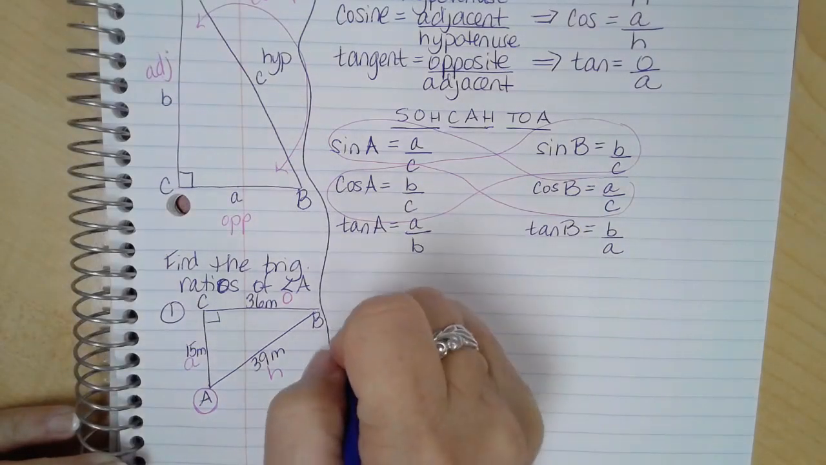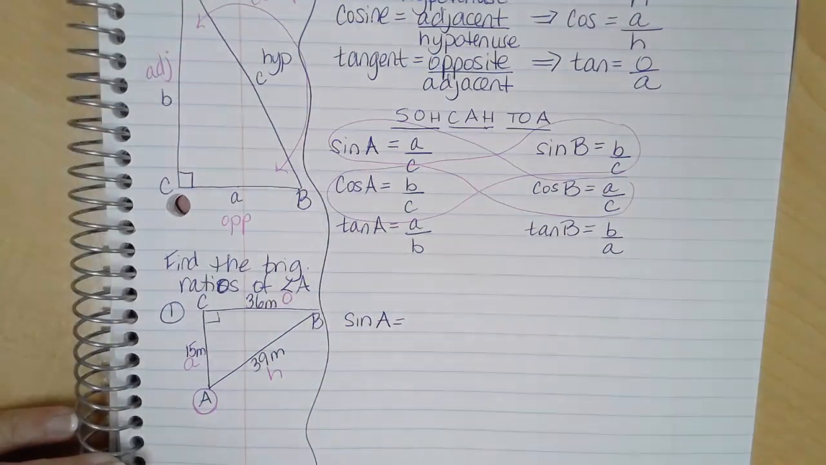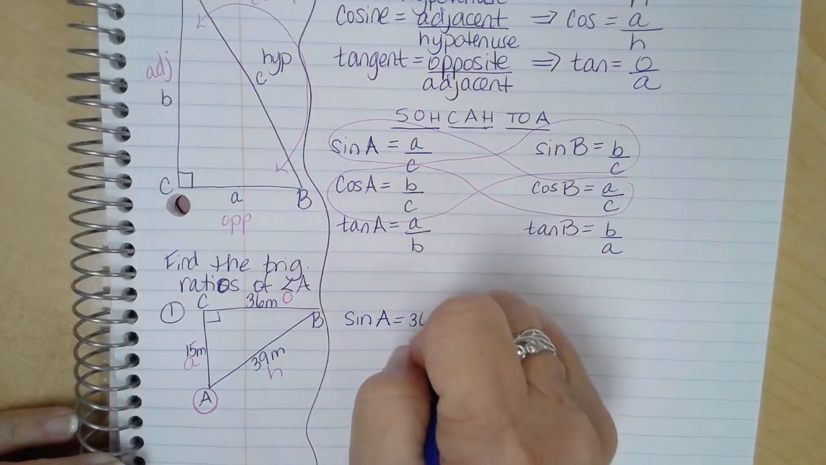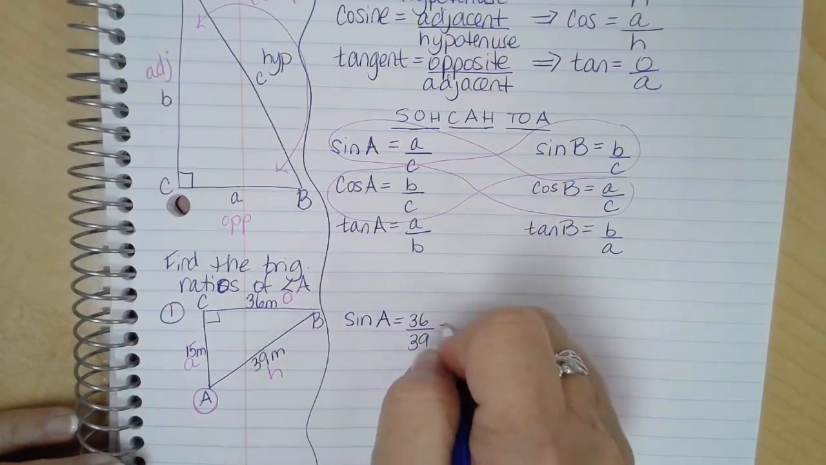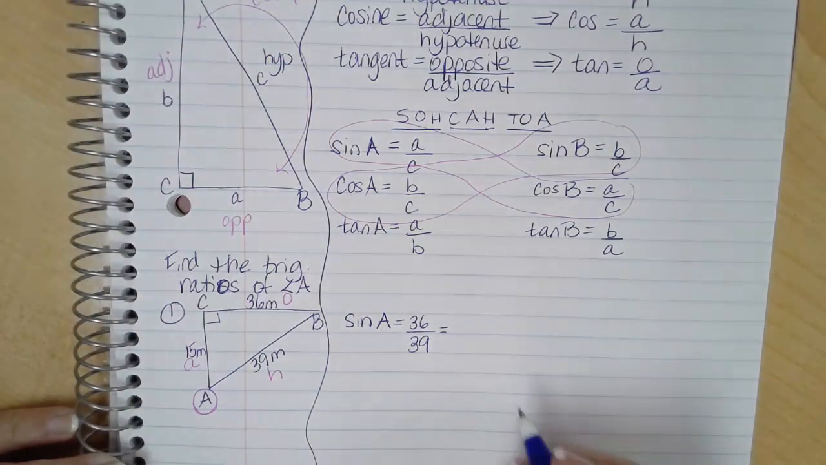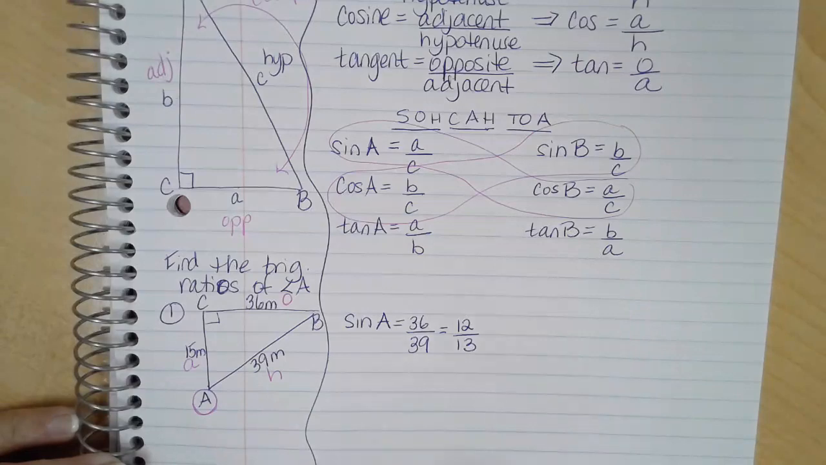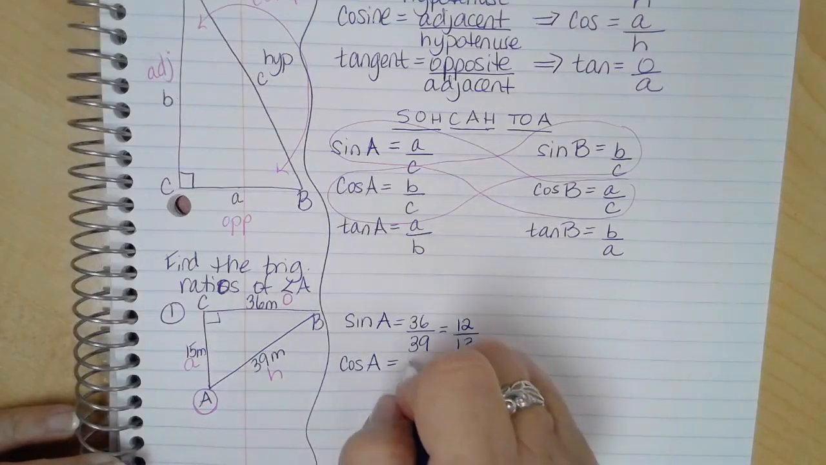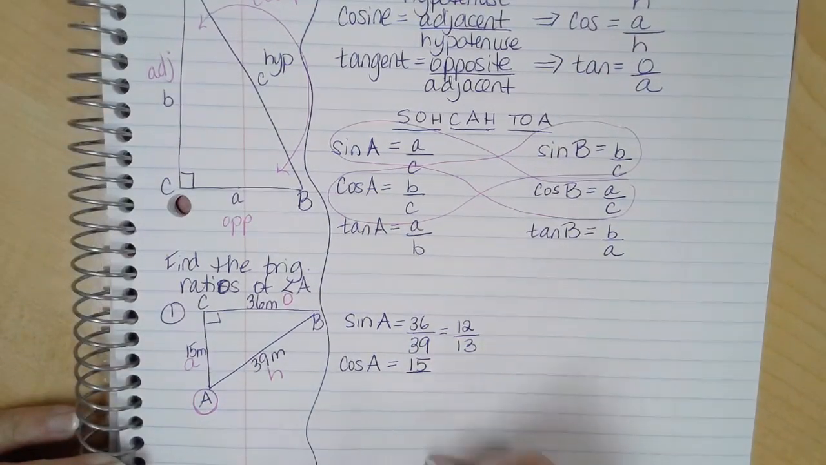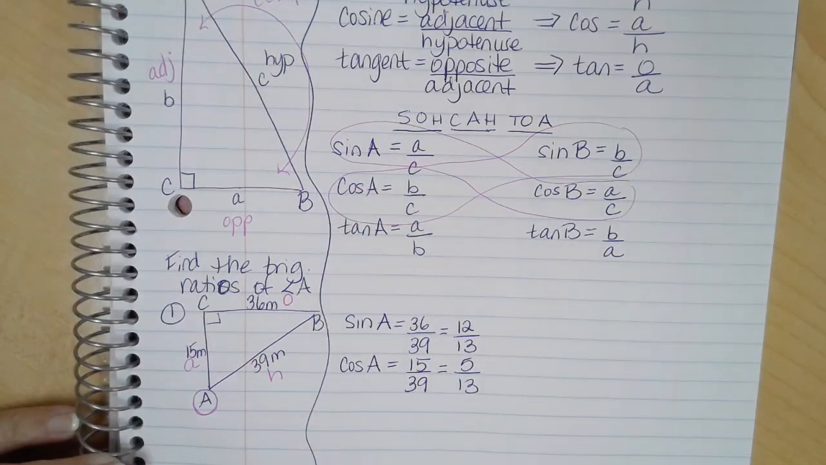So to do my trig ratios, I would go sine of angle A is opposite. What's opposite? 36 over hypotenuse, 39. Both of those are divisible by 3, so it could be reduced to 12 over 13. Then cosine of angle A is adjacent, 15 over hypotenuse, 39. Both of them are divisible by 3, which gives you 5/13.